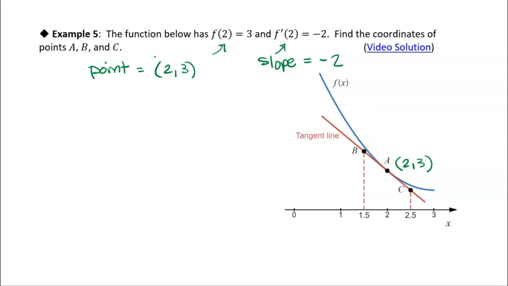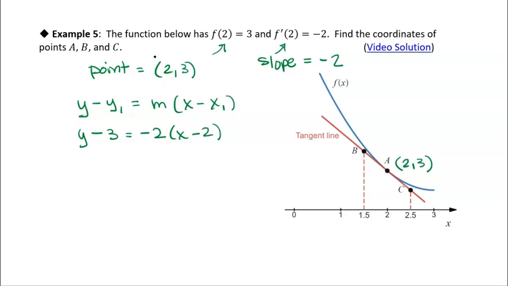So the point-slope formula for the equation of a line is y minus y1, where that's our fixed point, equals m, our slope, times x minus x1, where x1 is the fixed point. All right, so our fixed point is 2, 3, and our slope is negative 2. So let's put those values in. We get y minus 3 is equal to negative 2 times x minus 2.